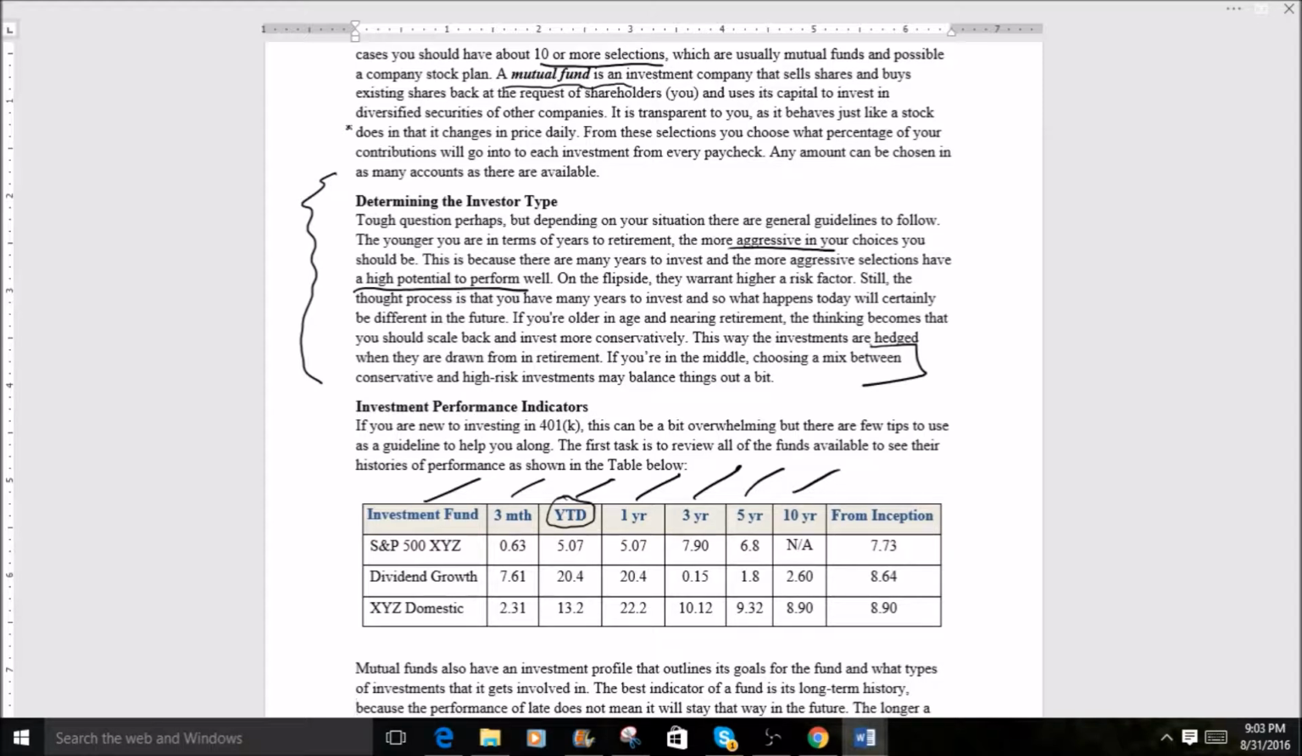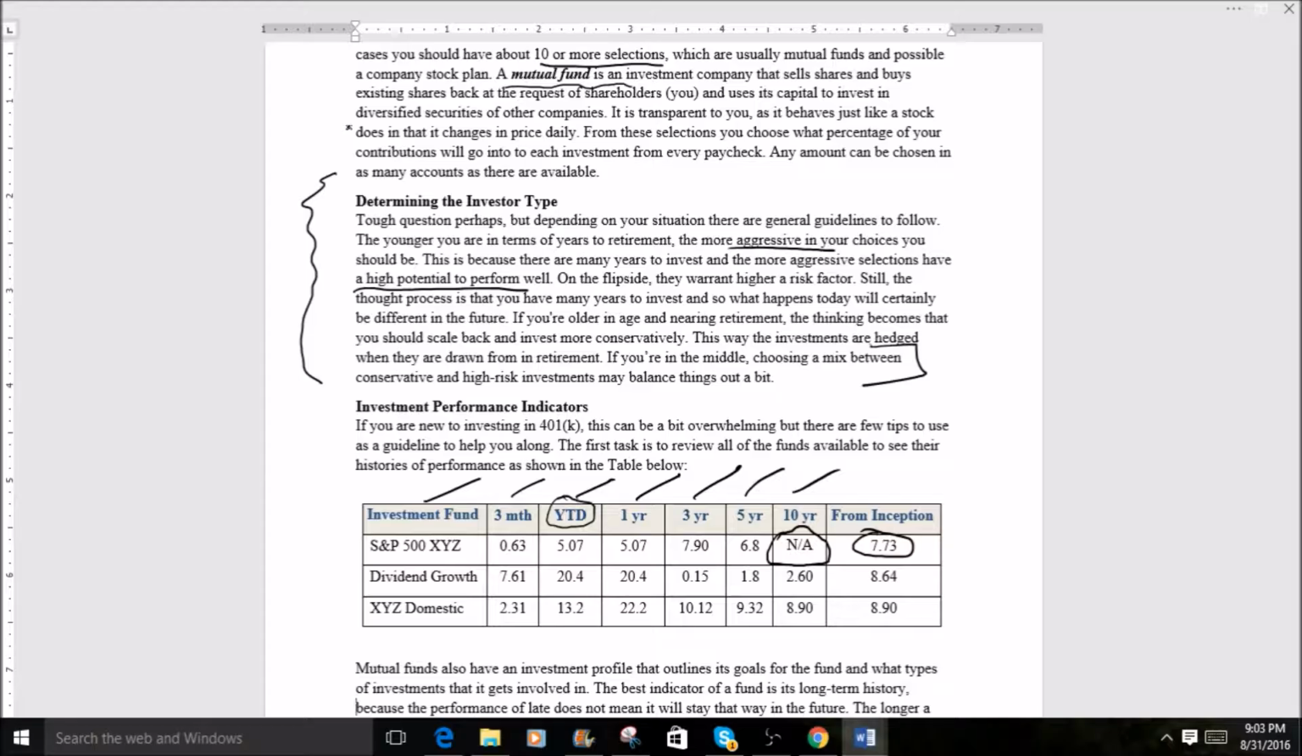Now, what you want to look for is consistency. What's going to make you the most money? Like anything, very logical. But you can see right here a fund that doesn't have a 10-year history, this S&P XYZ fund. But they have had 5 years, right? And you can see that they've been up and down here a little bit, pretty consistent on the whole. And then you can see that from their inception, they're at 7.73.